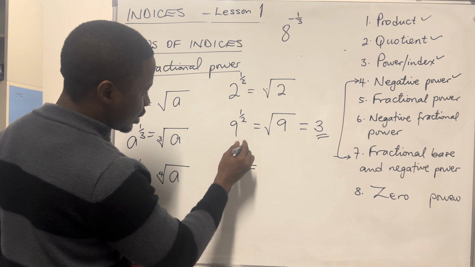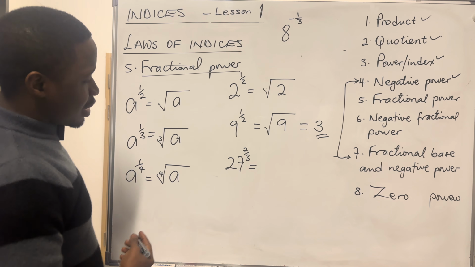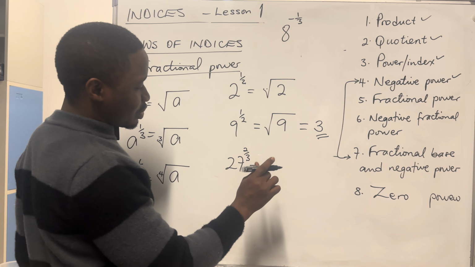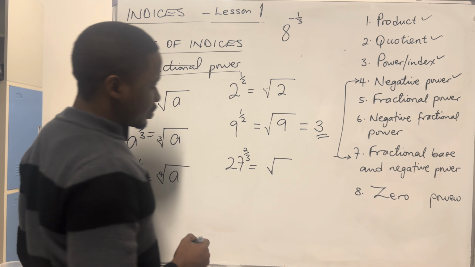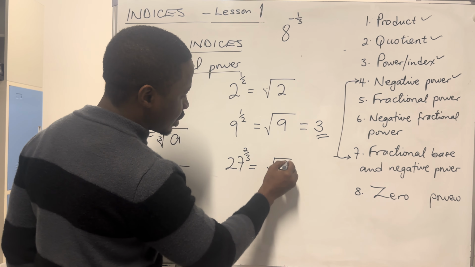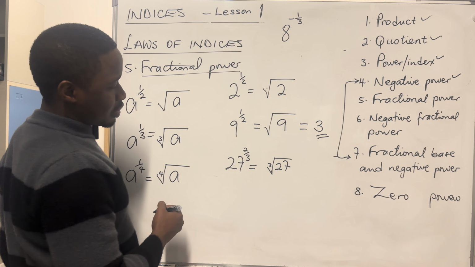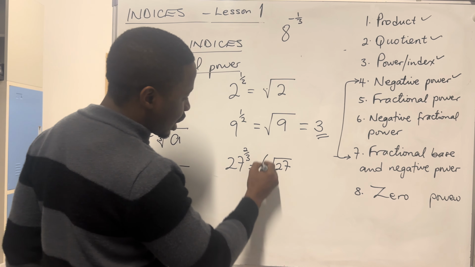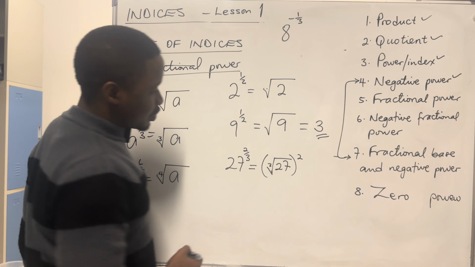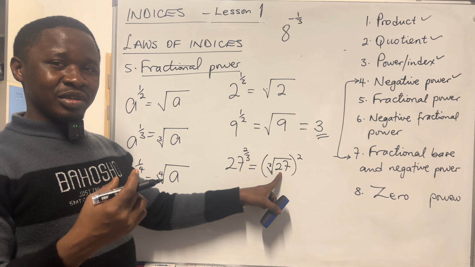Again, let me change this to this so that I will explain something better. The power is a fraction. What do we do? We have our roots. The base is 27. The denominator is 3. The numerator is not 1, it is 2, so everything is raised to the power 2. We don't stop here because 27 is a perfect cube.